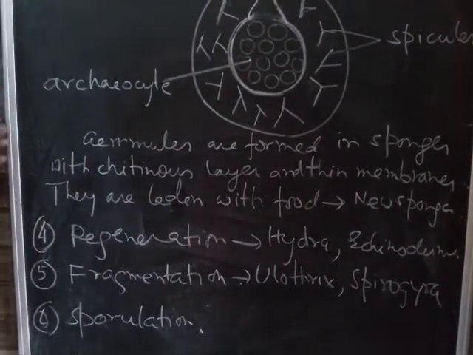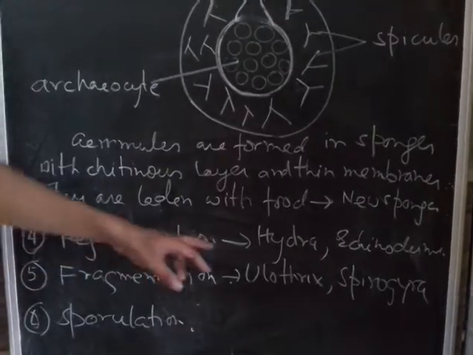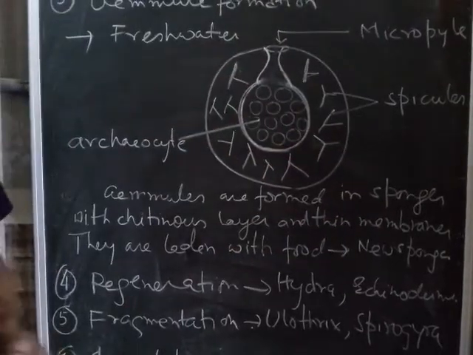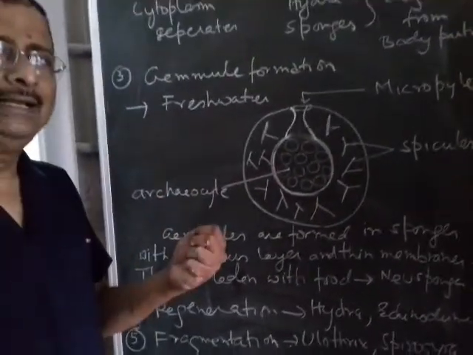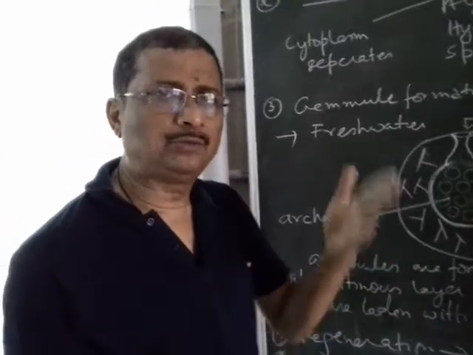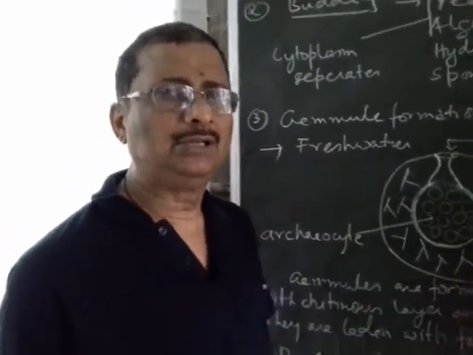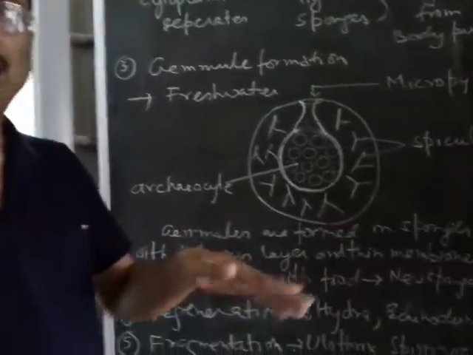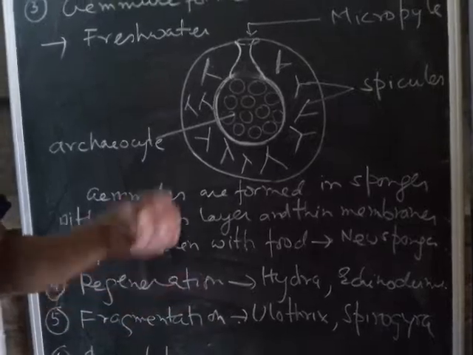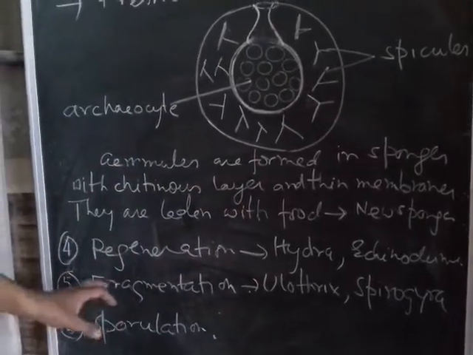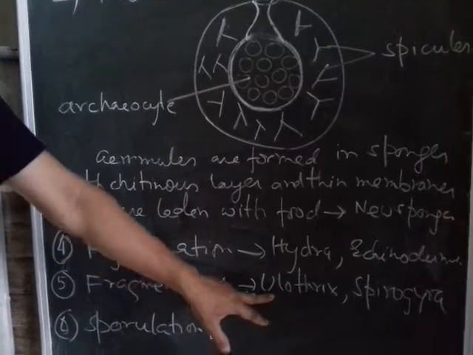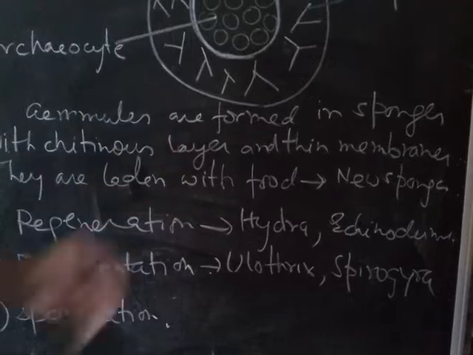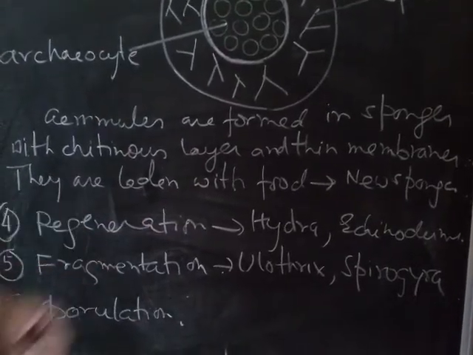Then we have regeneration. If you cut a particular part of the hydra or echinoderms like starfish, the body part regrows into a new individual. Like in hydra, if a hydra is cut longitudinally or transversely, it gives rise to a new hydra. In echinoderms, like the starfishes, if the limbs are cut off, new limbs grow. So that's regeneration. Fragmentation you find in certain types of algae like Ulothrix and Spirogyra. A small cut part of the Spirogyra can give rise to a new individual.